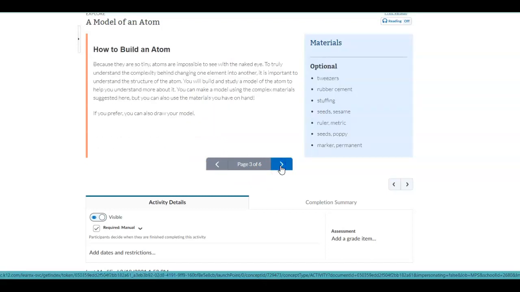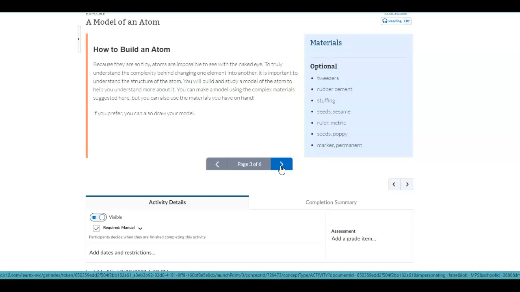product. So how to build an atom. Because they are so tiny, atoms are impossible to see with the naked eye. To truly understand the complexity behind changing one element into another, it is important to understand the structure of an atom. You will build and study a model of the atom to help you understand more about it.